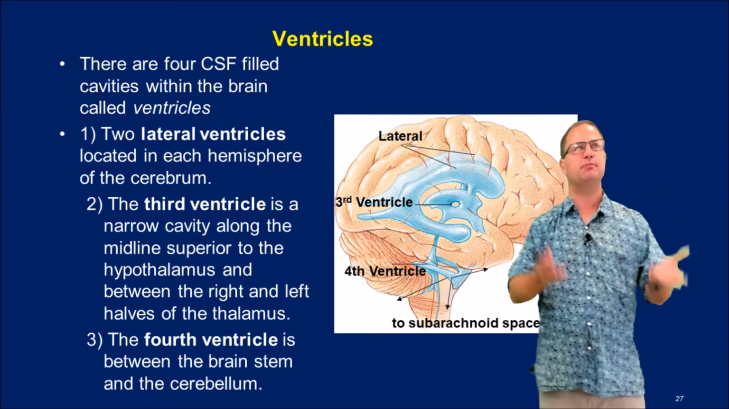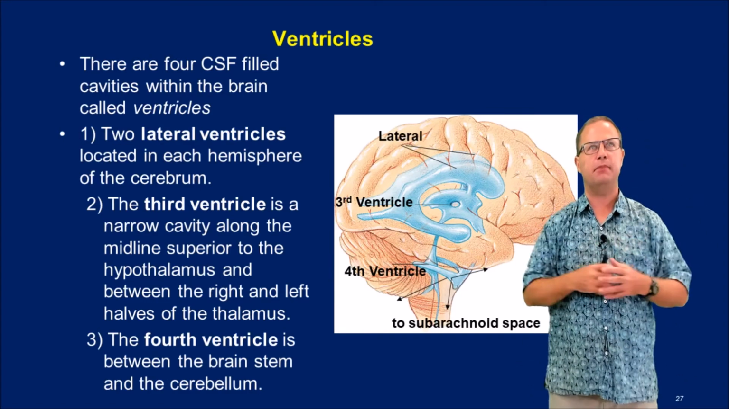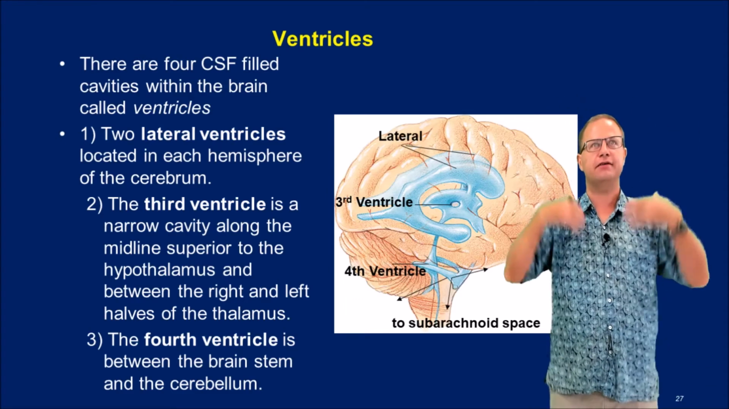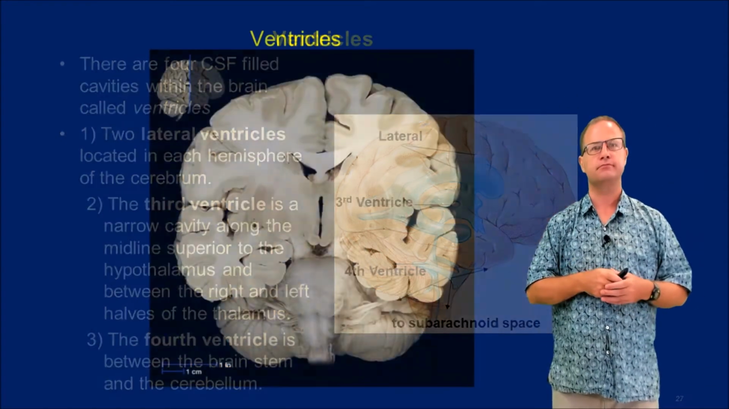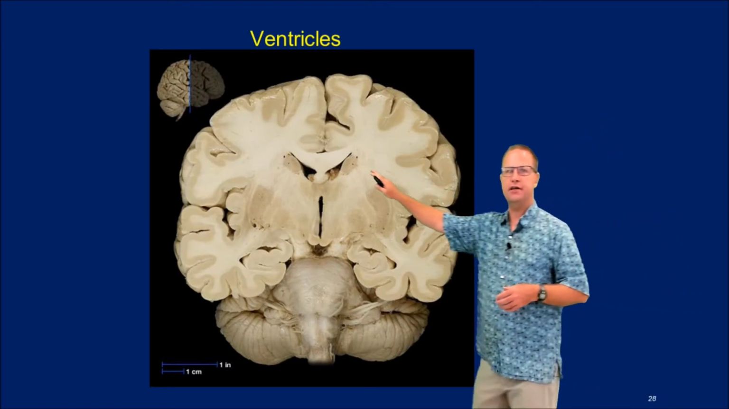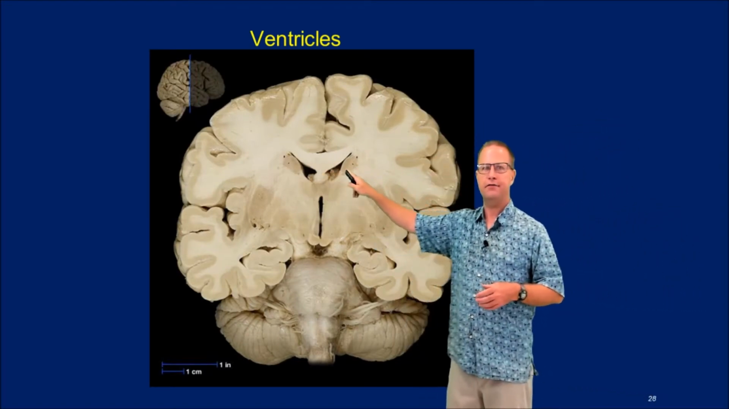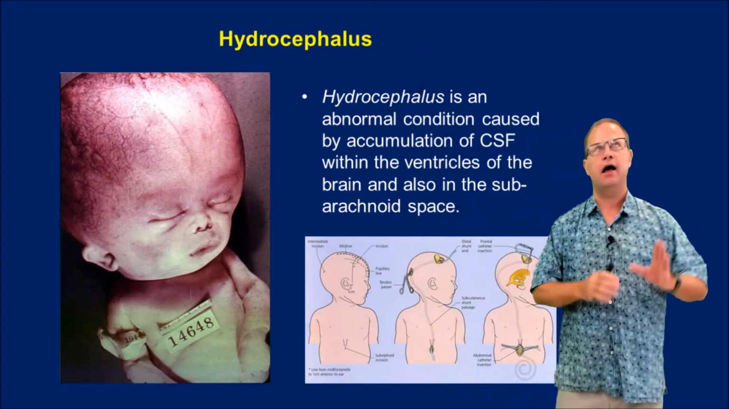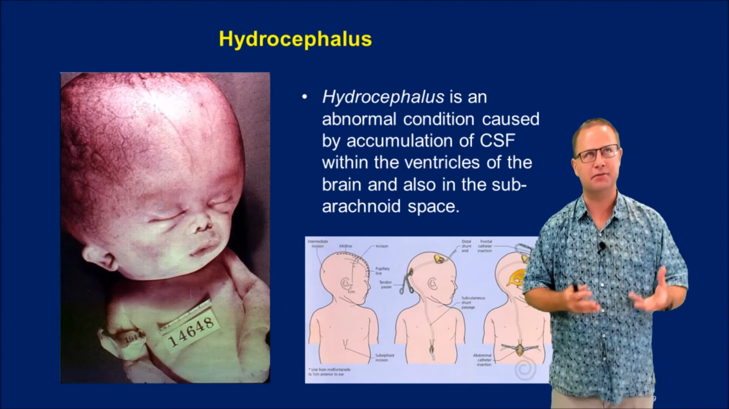Eventually, the cerebral spinal fluid is sucked back up by something called the arachnoid villi up here, and that helps to put that fluid back in the bloodstream. Here you can see a cross-section through the brain showing the various ventricles right here. So we have the two major ventricles, left and right, that would be filled with fluid.